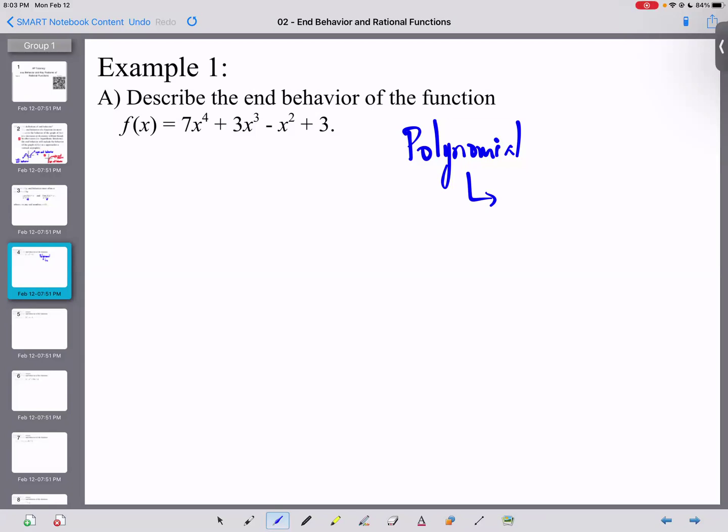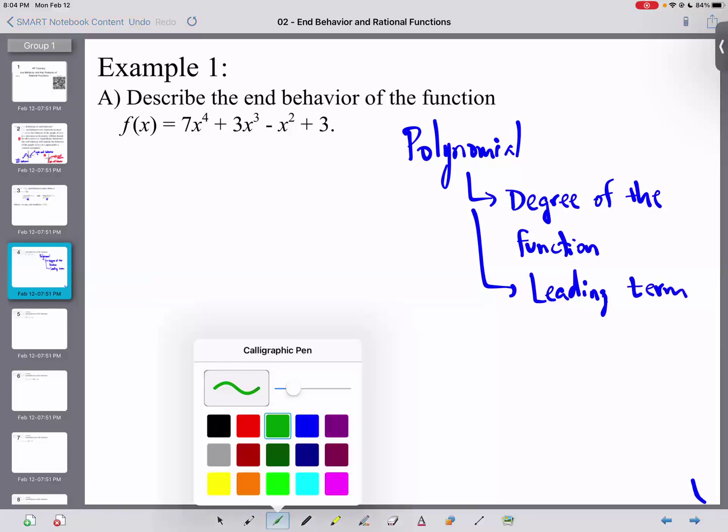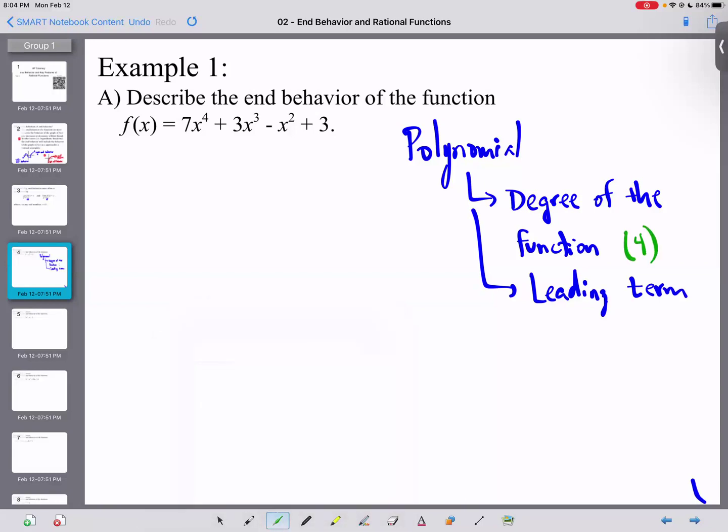You look at what's called the highest power, which we call the degree. The degree of the function, which in this case is the 4th power. And we can also just call this a leading term because it will matter if it's positive or negative. So we're going to look at the leading term and the degree. So on this problem, the degree is 4. And the leading term would be 7x to the 4th.